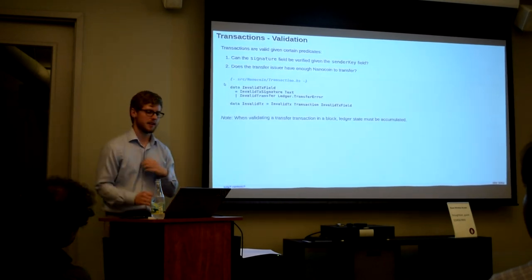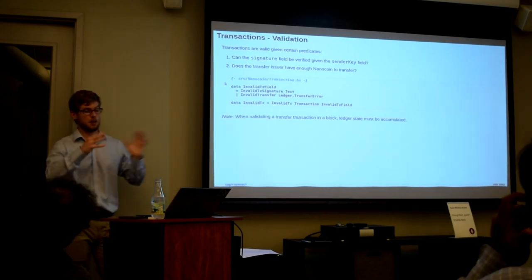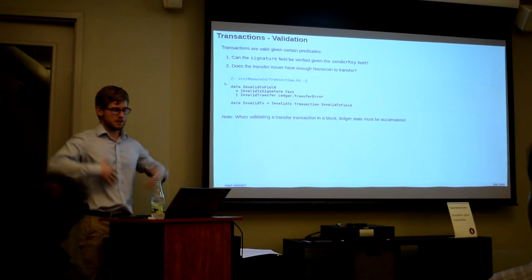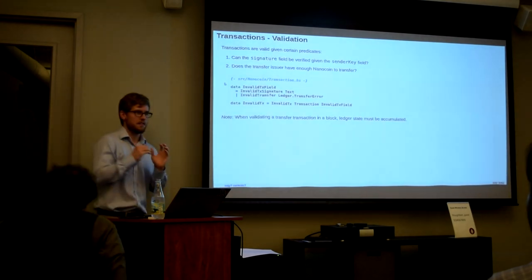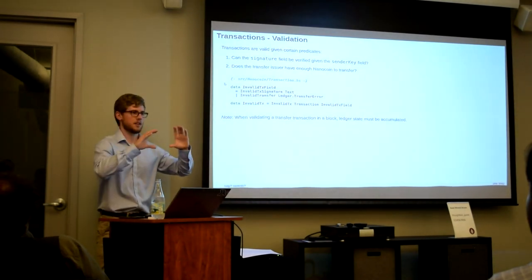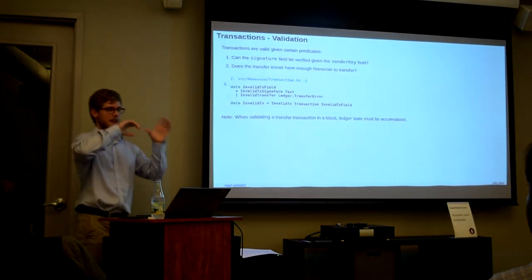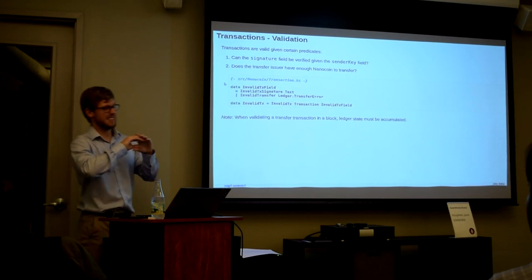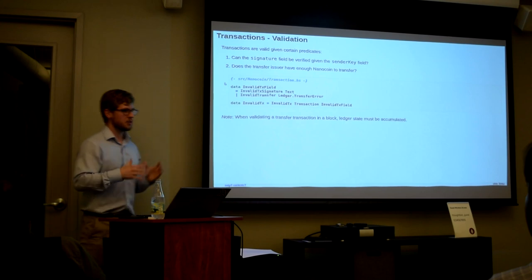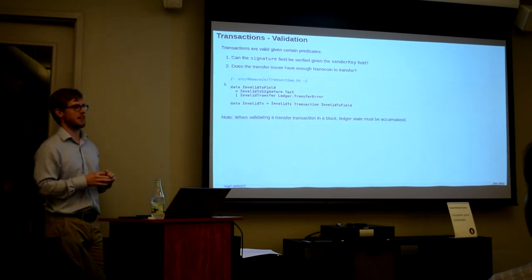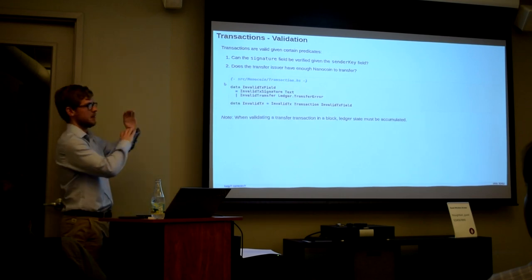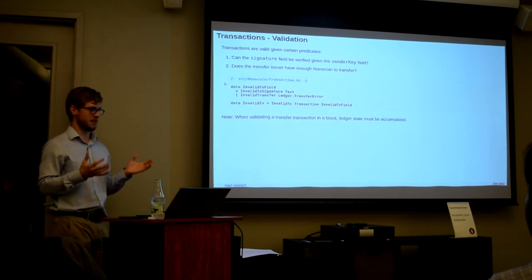A quick note: when we're validating a transfer in the transaction, it often depends on the previous transactions in the block. For instance, we all start off with 1,000 nanocoin. If the first transaction of a block is me sending 500 of my nanocoin to somebody else, and the next transaction is me sending 750 nanocoin to somebody else, remember, I only start off with 1,000. So the second transaction should be invalid, because I would have entirely spent 1,250 nanocoin.